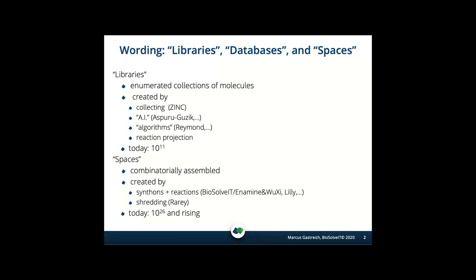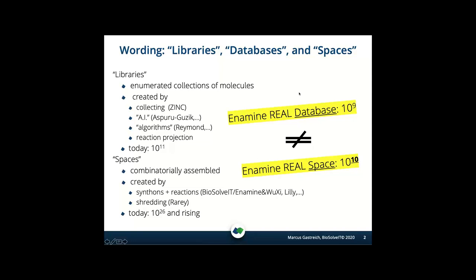So having made clear the wording that I hope I will be able to use throughout this webinar, there are two flavors of the Enamine REAL, as it's often referred to. We have the Enamine REAL database, which is currently in the range of 10 to the 9th molecules, so billions. And we have the Enamine REAL space, which is currently an order of magnitude larger. And believe us, we are working hard with Enamine to make this space even larger and larger and larger and larger.